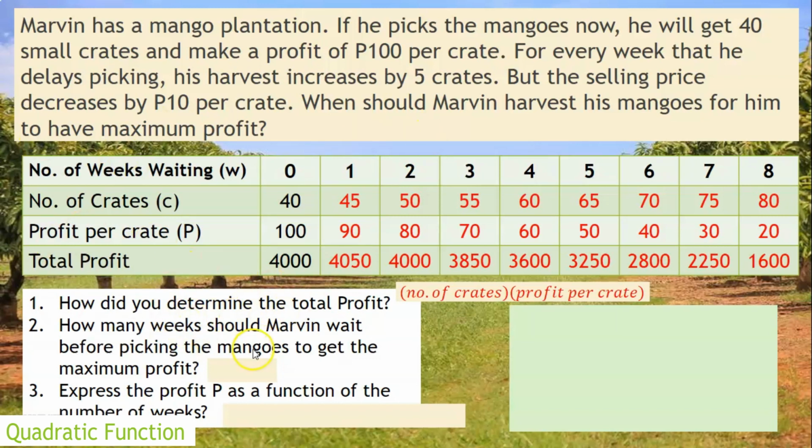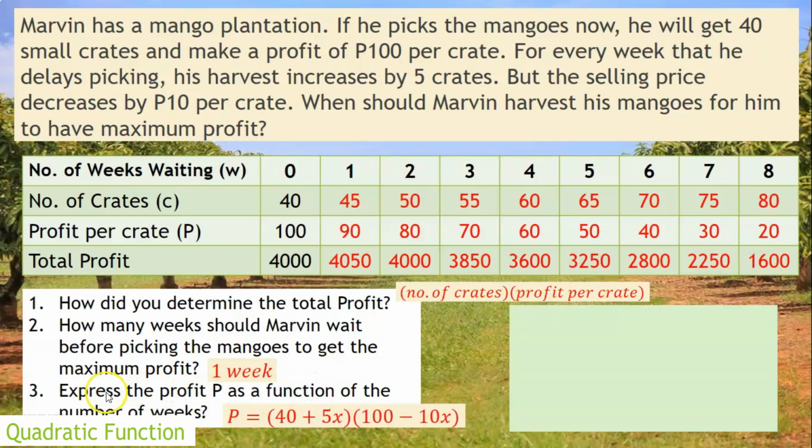How many weeks should Marvin wait before picking the mangoes to get the maximum profit? In this case, the highest is after 1 week because it's 4,050. On the second week, it decreases to 4,000 and it decreases further in the succeeding weeks.